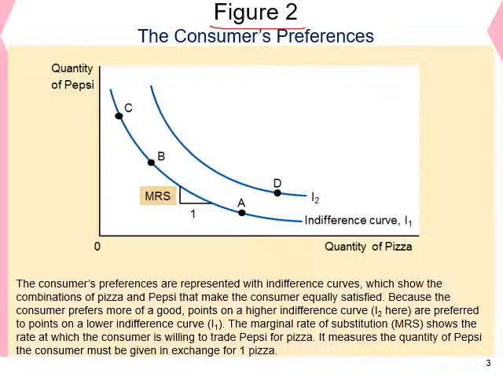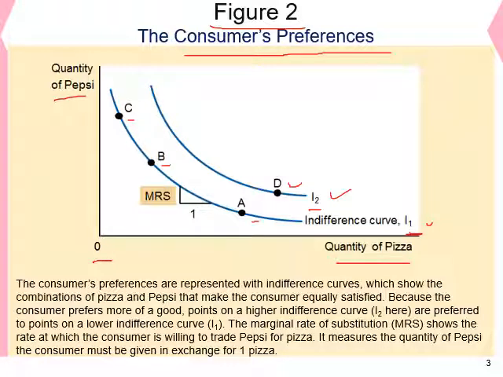Figure number 2 displays the consumer preferences. We have the quantity of pizza on the x-axis, or horizontal axis, and the quantity of Pepsi on the y-axis, or vertical axis. The origin here is 0. You can see that we have two indifference curves, I1 and I2. I2 is a higher indifference curve than I1, so a point like C would be preferred to points like B or A.